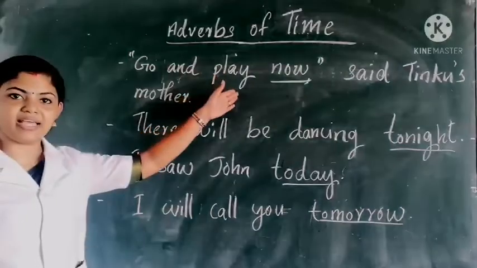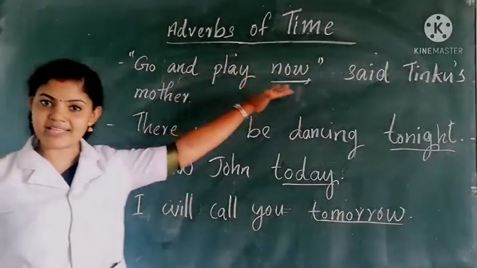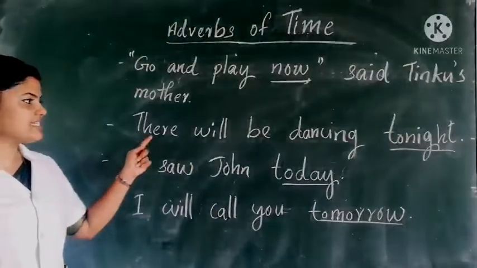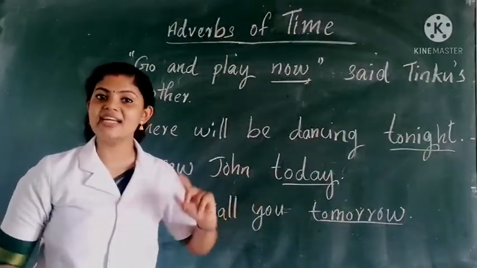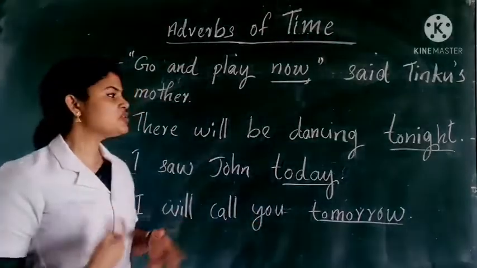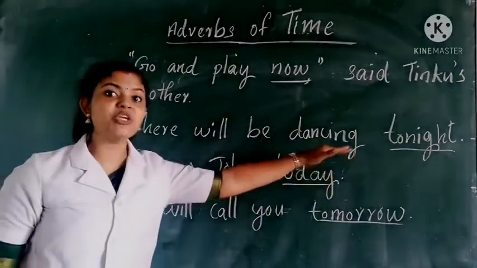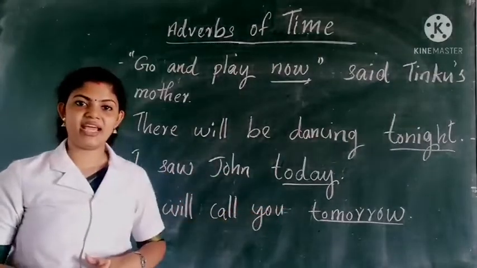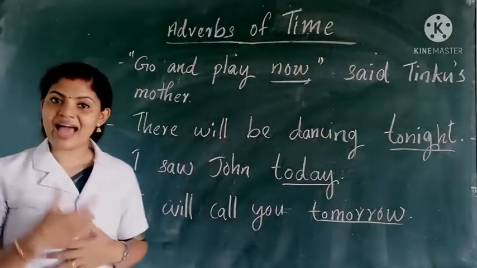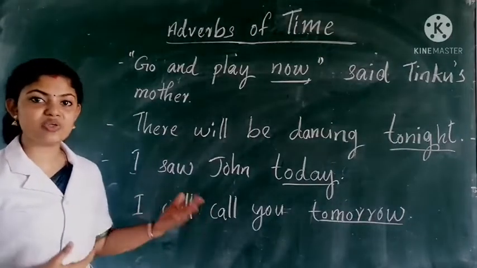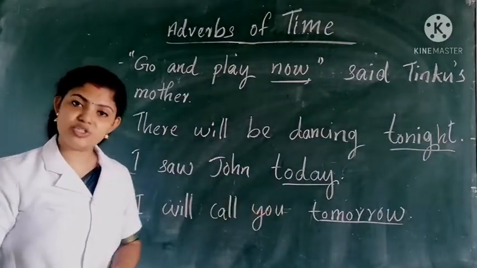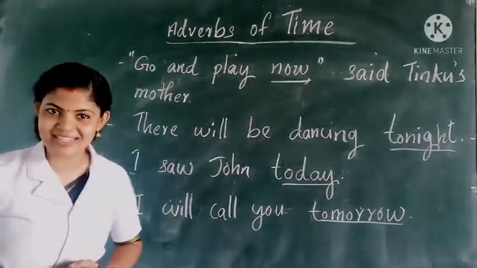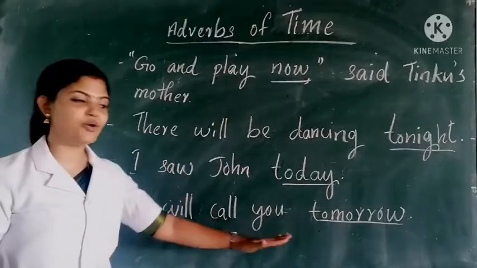Here, go and play. This is an action, and it will take place now. Now is the time. Okay, the next sentence, there will be dancing tonight. Dancing is an action. So that will happen tonight. The next sentence, I saw John today. So here saw is the action. When I saw him, I saw John today. Next, I will call you. So call is an action, isn't it? So when will I call you? I will call you tomorrow.